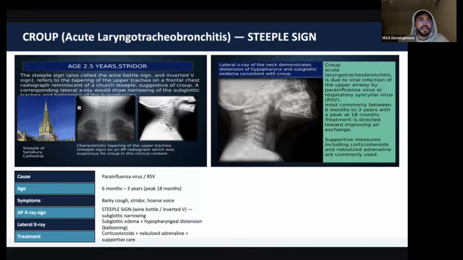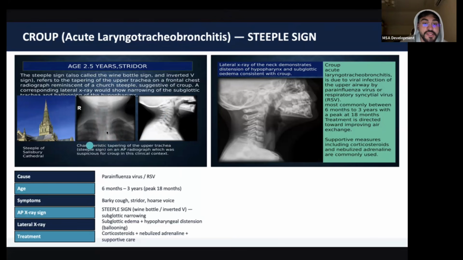So these last couple of slides are just like clinical radiology. So first we have croup. Croup happens from parainfluenza, and usually we see what we call the steeple sign. So if you look here, this is a steeple sign, and it also looks like a wine bottle sign or like an inverted V sign.